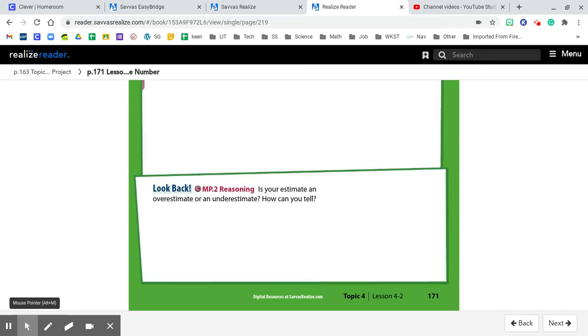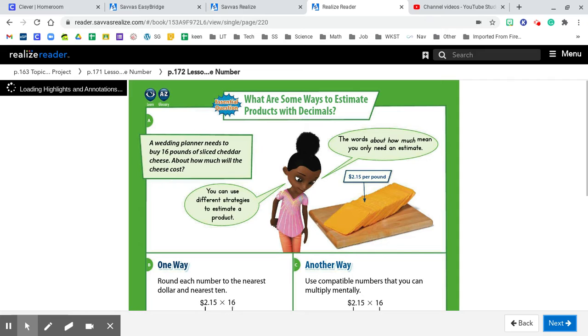Is your estimate an overestimate or an underestimate? And if we did 1 times 32, it would be an underestimate. So we would have less than what we needed, which is not the best thing if you're doing a craft project. So let's see the next problem. What are some ways to estimate products with decimals?